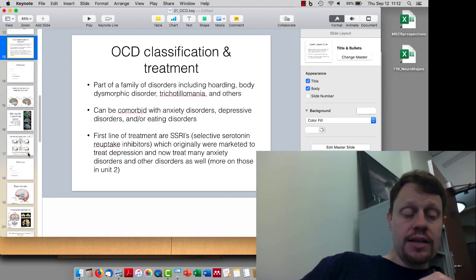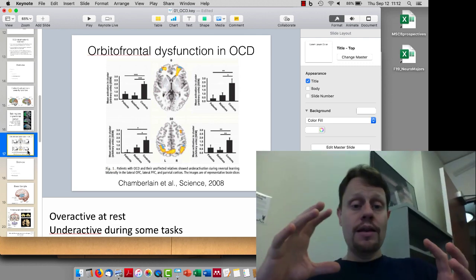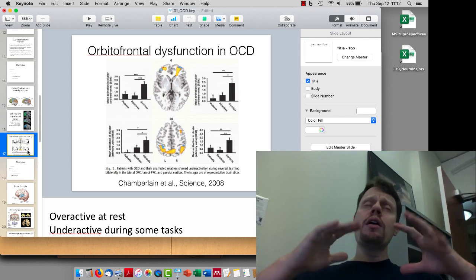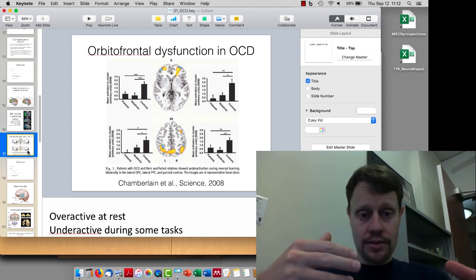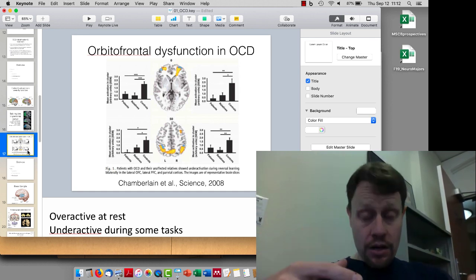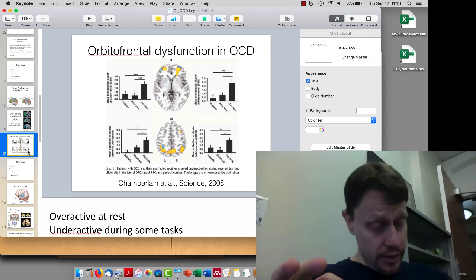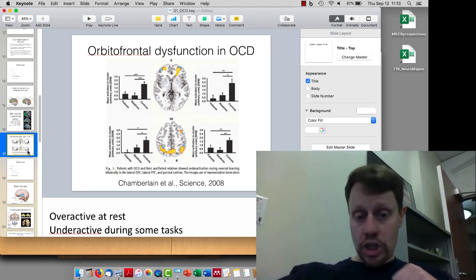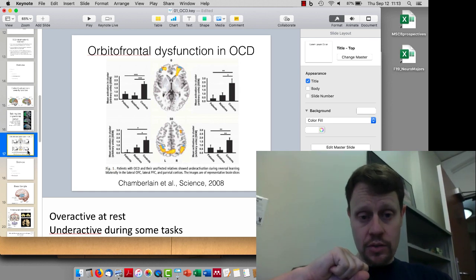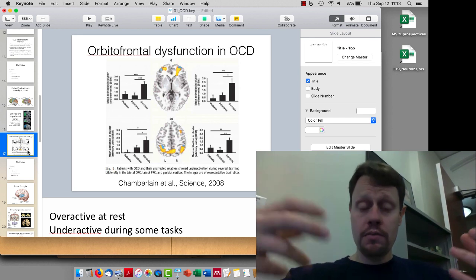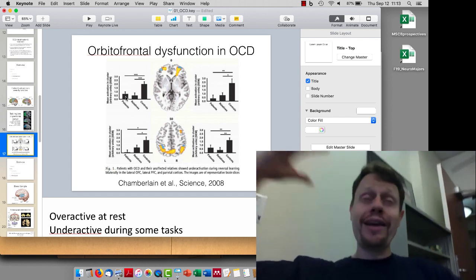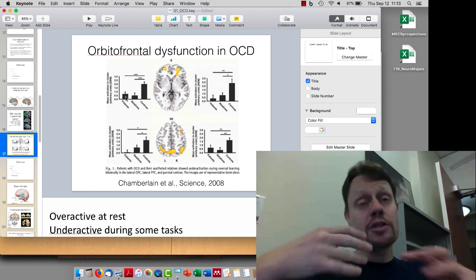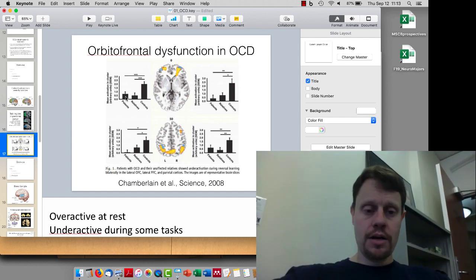We also then discussed a very similar study, looking now at a different context, not at rest. Remember, the OFC is supposed to turn on when somebody is switching between tasks. In the Chamberlain study from about 10 or 11 years ago, in a control subject, when somebody switches from one task to another, the OFC turns on, and that's what it's supposed to do. So the controls have a certain amount of activity. People with OCD, their OFC was really overactive when they were hanging out, but when it's time to switch tasks, their OFC doesn't turn on so much.